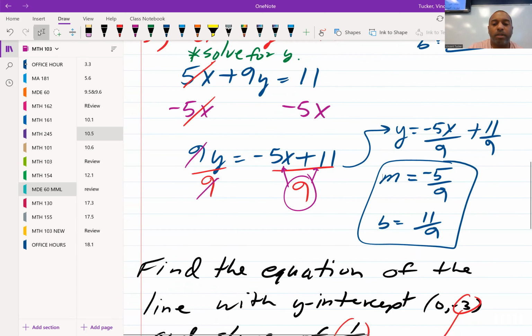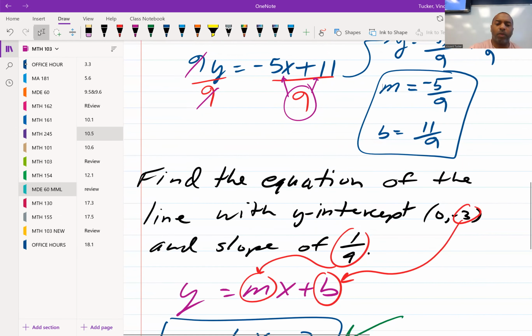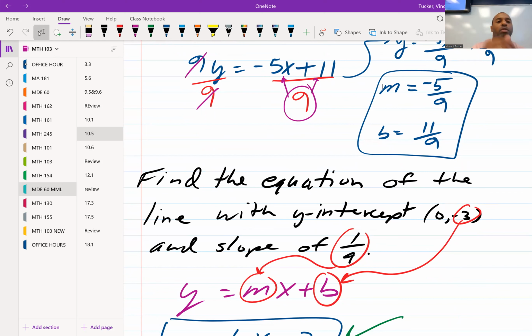All right, anybody? Okay, so here it says find the equation of the line with the y-intercept of (0, -3) and slope of 1/4.